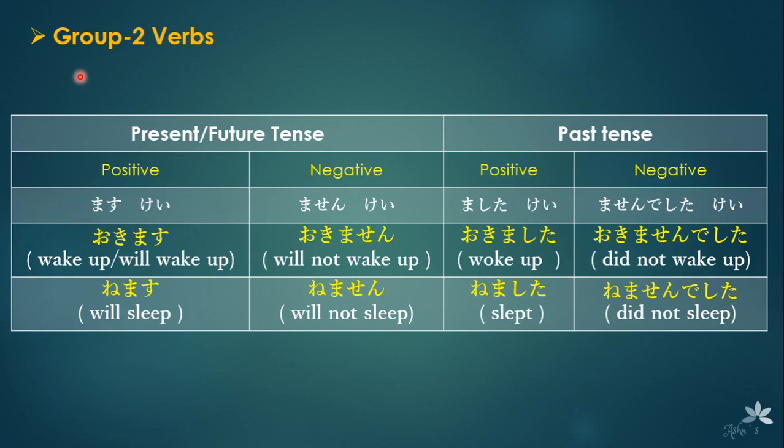Let's see a few examples from group 2 verbs. Okimasu, wake up or will wake up. Okimasen, will not wake up. Okimashita, woke up. Okimasen deshita, did not wake up. Nemasu, will sleep. Nemasen, will not sleep. Nemashita, slept. Nemasen deshita, did not sleep. Okimasu and nemasu are group 2 verbs.